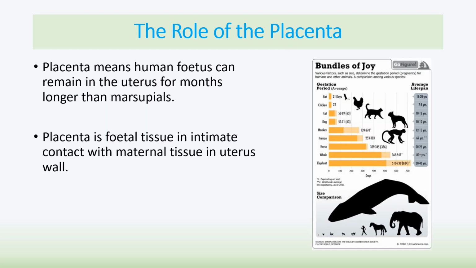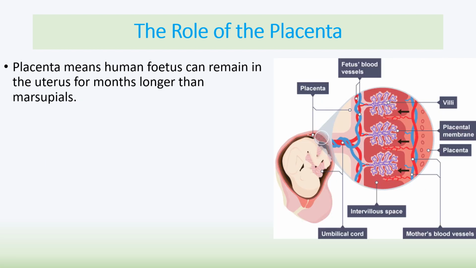The placenta is important because it means the human fetus can remain in the uterus for months longer than marsupials, and the placenta is fetal tissue in intimate contact with the maternal tissue. So basically, it allows the exchange of materials from the fetus to the mother, allowing the growth of the fetus. And you can see that because of placentas, we have a longer time in what we call gestation, how long you're pregnant for. It means that we can remain in the uterus for months longer than marsupials, and that is obviously quite important.